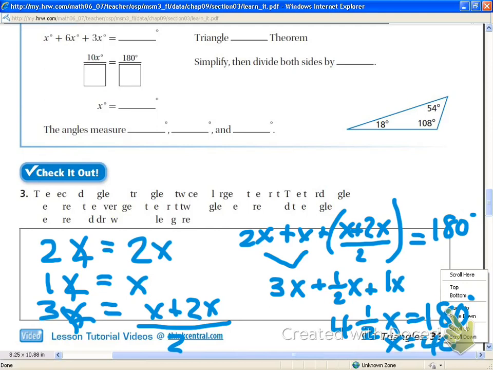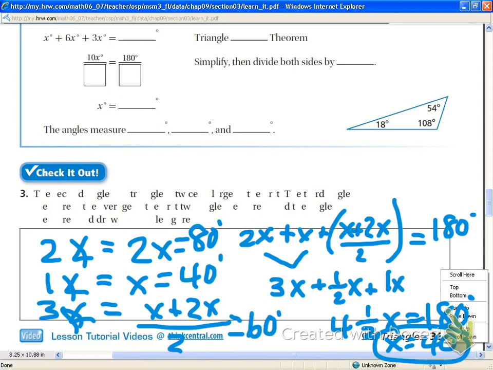So you should have found x equals 40. So you said angle 2 equals 80. Angle 1 equals 40. And then angle 3 equals 60. Excellent work. These should be your answers right here.